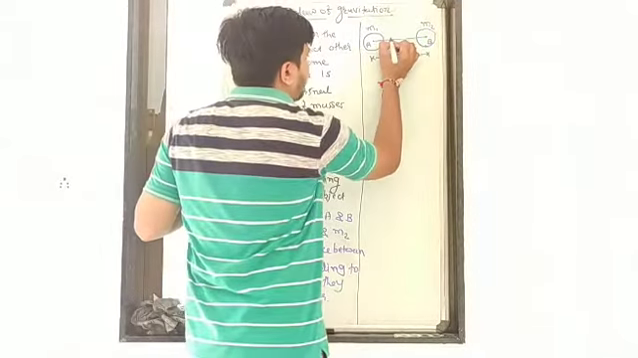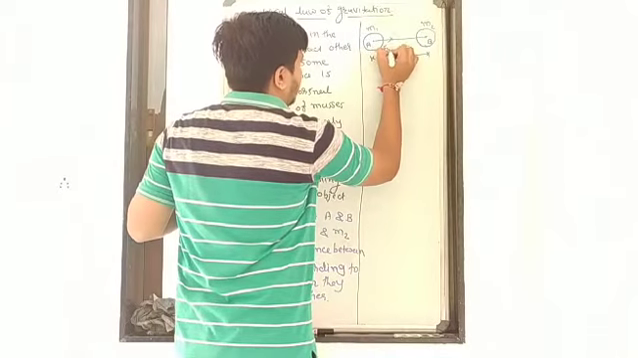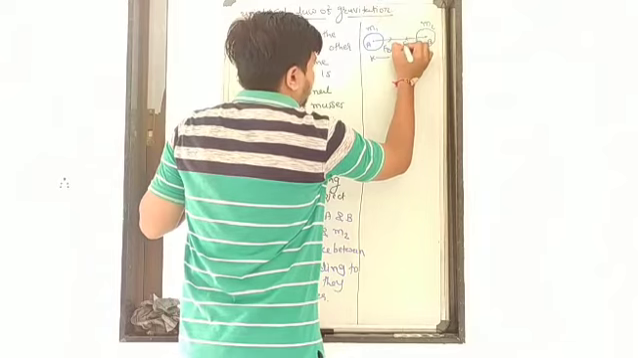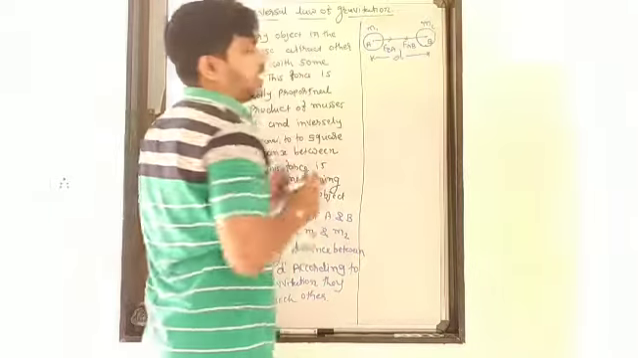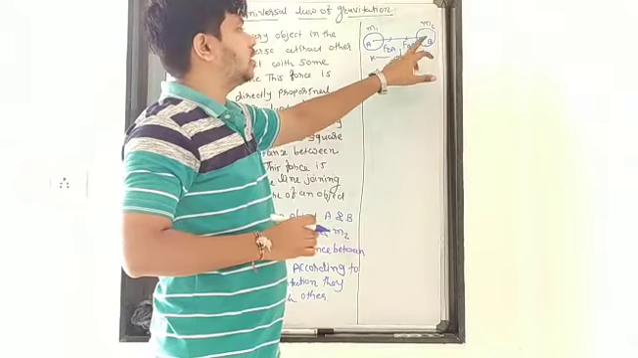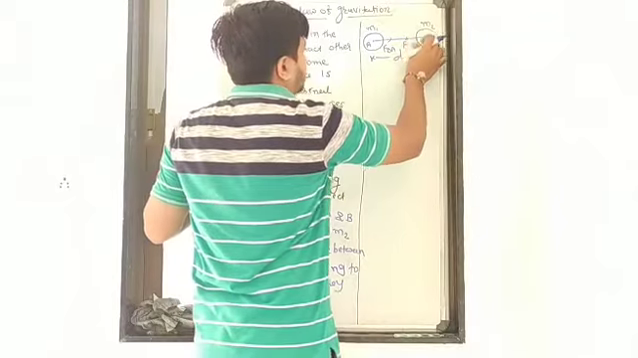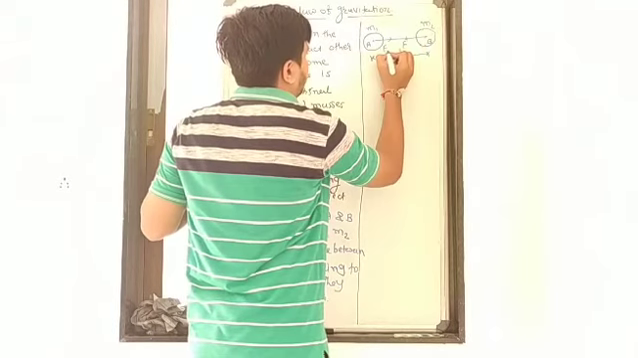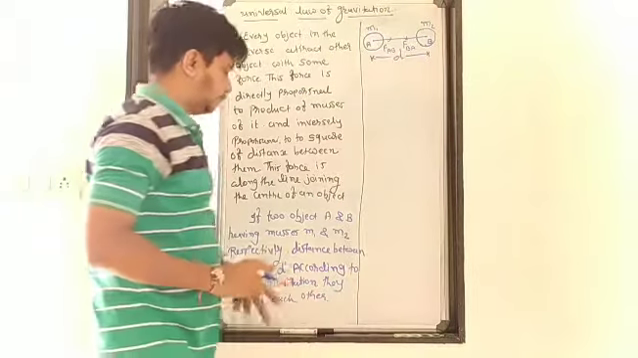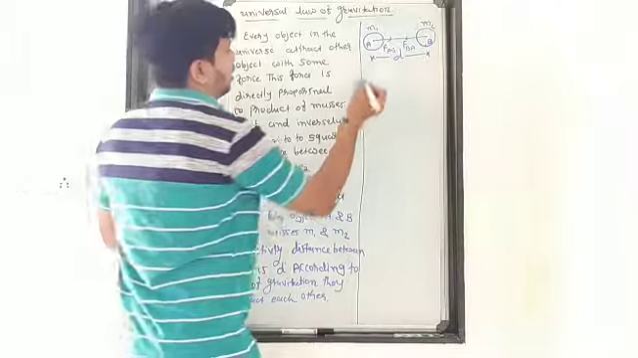So B attracts A means it is FBA, which is B attracts A. While here it is FAB, which is A attracts B, right? Here the force occurs by B on A. Sorry, here it is BA and here it is AB. So now there is a gravitational force and they attract each other.